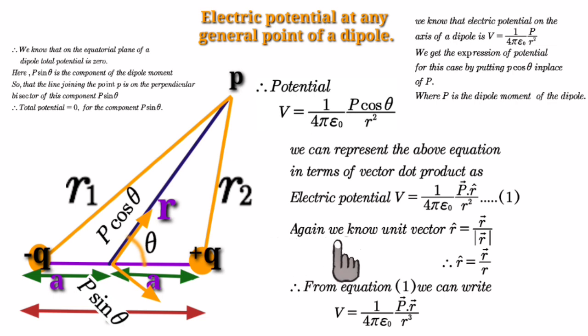Again, we know the unit vector r cap is equal to r vector by magnitude of r vector, which gives r vector by r. Therefore, the above equation can be represented as V is equal to 1 by 4 pi epsilon naught P vector dot r vector divided by r cube. This is the expression of electric potential at any general point due to a dipole.